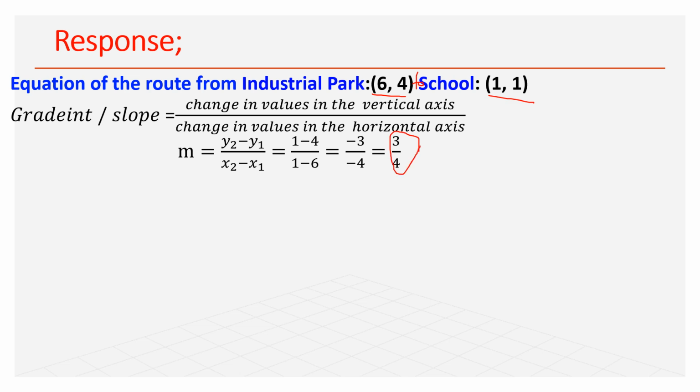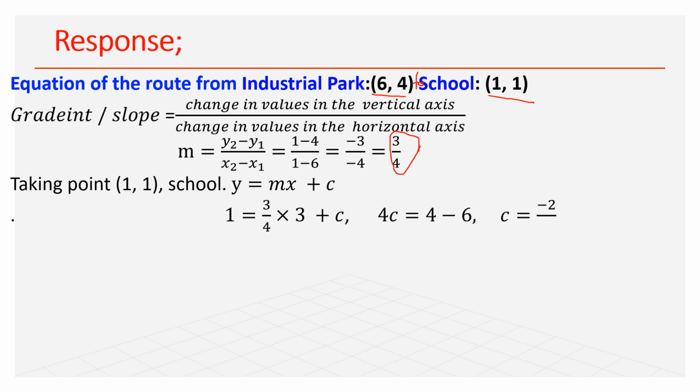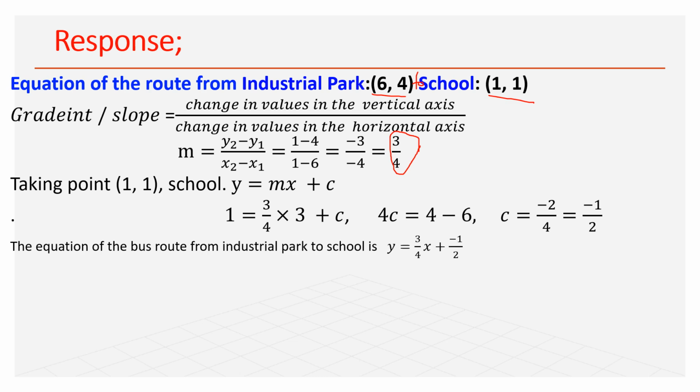Something is about to happen. We get to realize that the gradient is not the same. So meaning, if I try to work this out in terms of the equation now, taking any point, 1, 1, I'm getting an equation. Of course, the c will be negative 2 over 4 and ultimately negative 1 over 2. Then my equation of the straight line, or equation of the bus route from the industrial park to the school, is that. Check here, check here, check here.